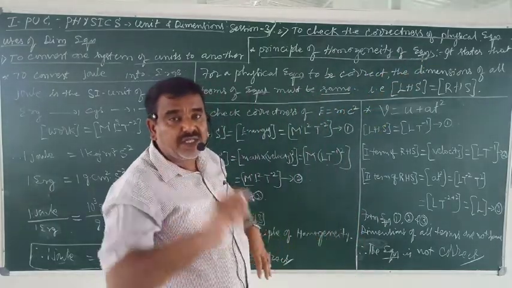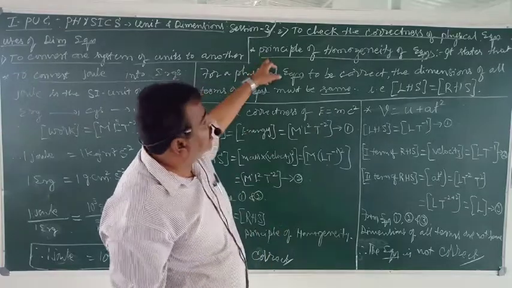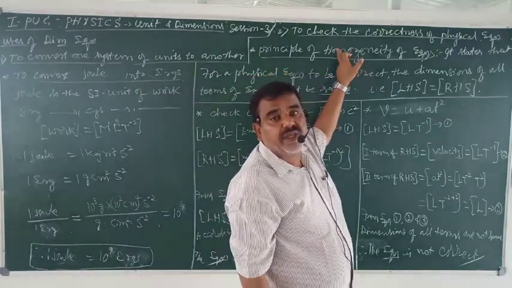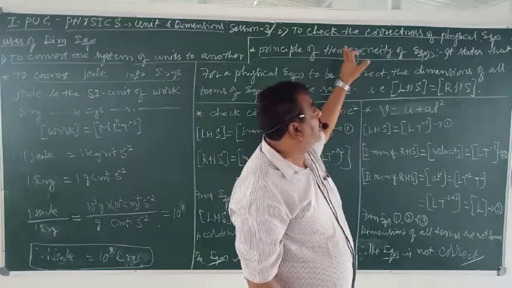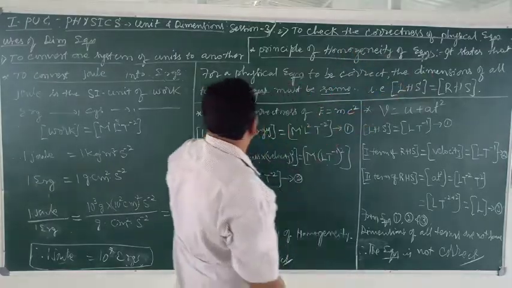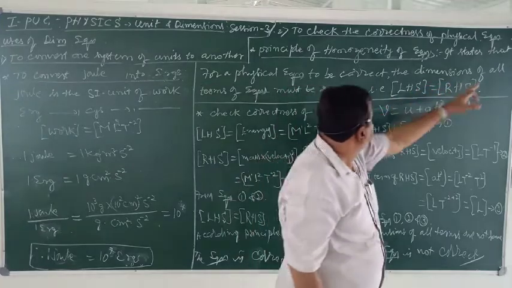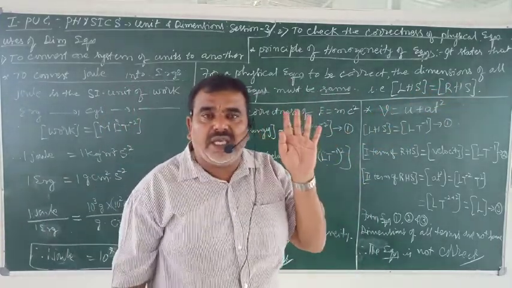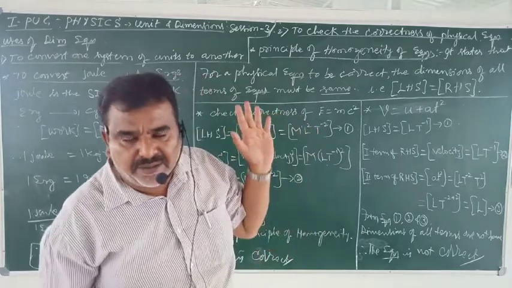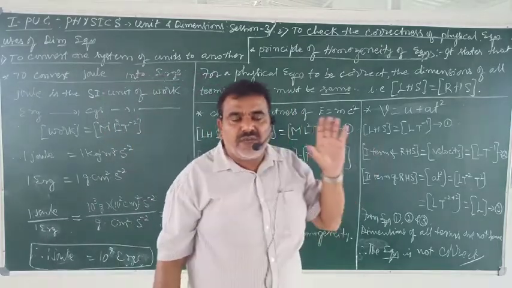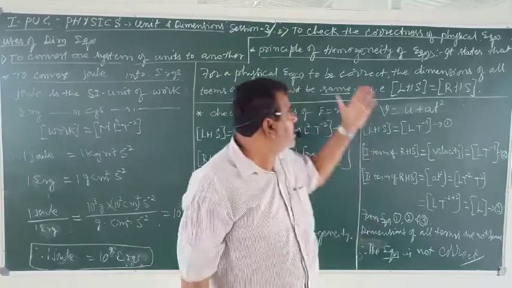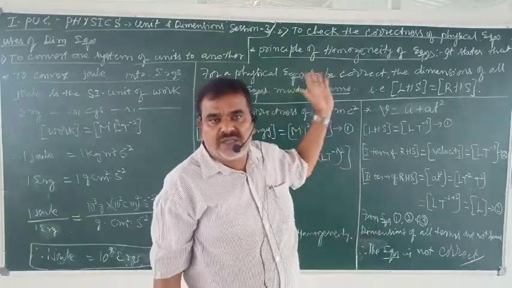The name itself says principle of homo. Homo means same. What is same? The dimensions of all the terms of the equation must be same. Then only the equation is correct. That means we can add. Similarly we have the same thing in algebra.